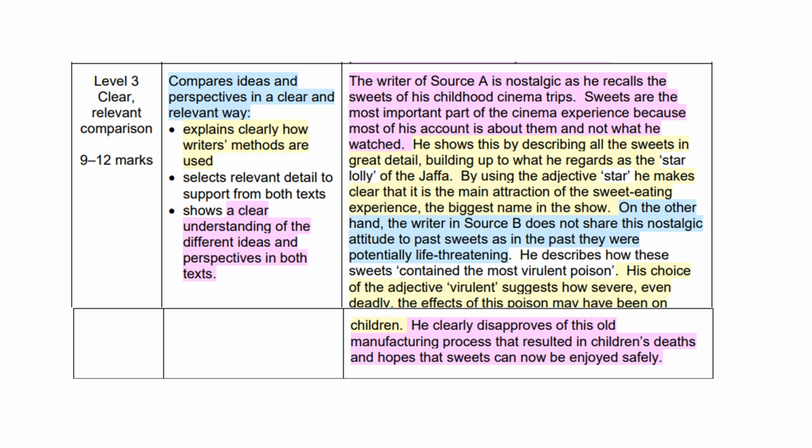On the other hand, the writer in source B does not share this nostalgic attitude to past sweets, as in the past they were potentially life-threatening. He describes how these sweets contained the most virulent poison. His choice of the adjective 'virulent' suggests how severe, even deadly, the effects of this poison may have been on children. He clearly disapproves of this old manufacturing process that resulted in children's deaths, and hopes that sweets can now be enjoyed safely. So the writer's feelings are made very clear.